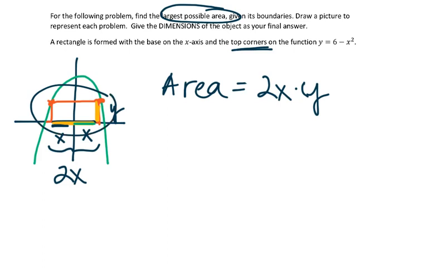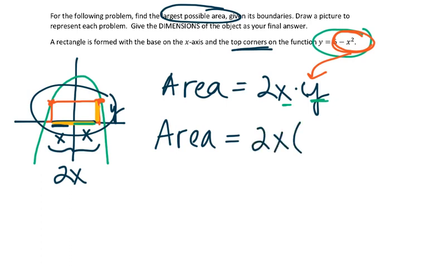If you remember from the boot camp notes, anytime you want to do an optimization problem, you want to write everything in terms of one variable. The problem that we have here is we have an x and we have a y. So before I can do anything, I want to rewrite this in terms of one variable. Luckily I know that y is equal to 6 minus x squared. So I'm going to substitute that for y. Really the area of this rectangle is 2x times my y, which is 6 minus x squared. So it represents the area of that rectangle.